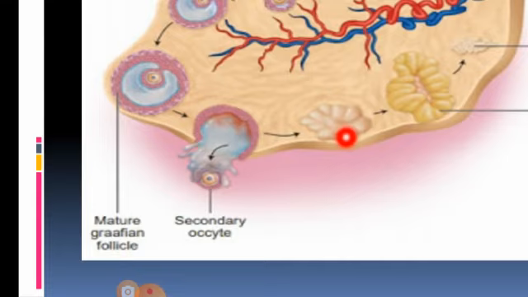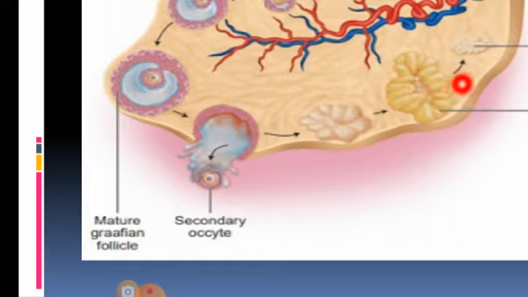This corpus luteum acts as a temporary endocrine gland and secretes the female hormone called progesterone. Are you clear, my dears? See, your estrogen is produced by the granulosa cells of the Graafian follicle. Progesterone is produced by the corpus luteum. Then corpus luteum goes to corpus albicans. This corpus luteum will be fully developed. This is also corpus luteum, and this is the completely matured corpus luteum.